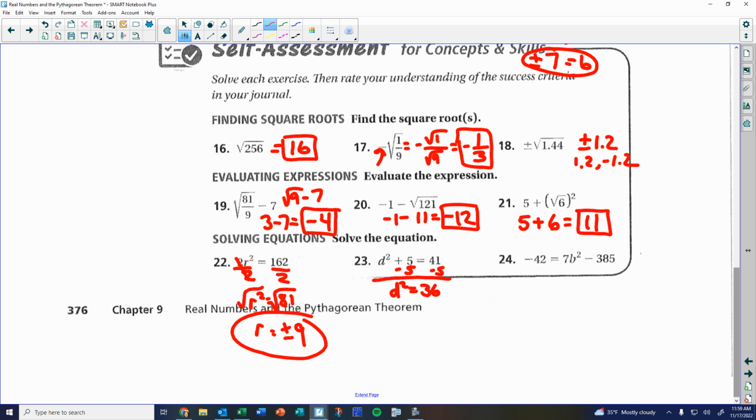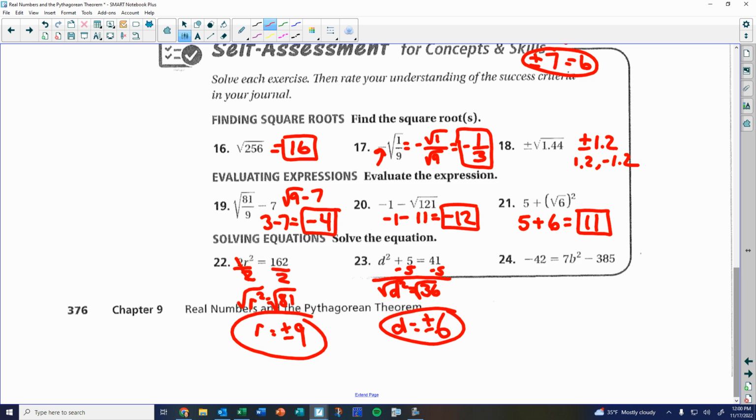So to get to d, I have to square root both sides. The square root of d squared is d. The square root of 36 is plus or minus 6. Remember, the negative can be that too. That's when we're solving equations, because with all the different solutions, a negative can be a solution.